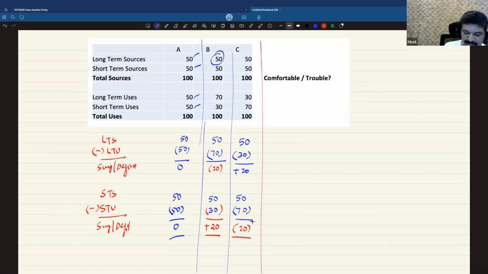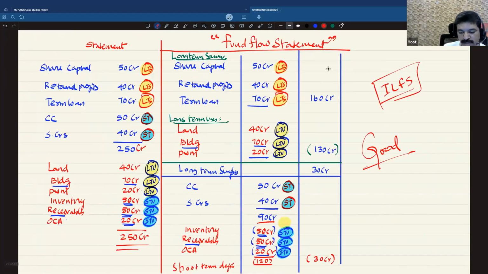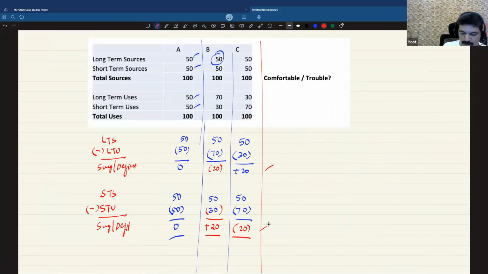I think company C is similar to this company, yes or no? It means on the short-term front, they have a shortage. On the long-term front, they have a surplus. So that surplus has been used for supporting the shortage. Okay, so this is good. Company C is actually in a comfortable situation because they have a surplus of 20 crore on the long-term side and a deficit of 20 crore on the short-term side. So that surplus has been used for supporting this deficit. But the real problem is with company B.